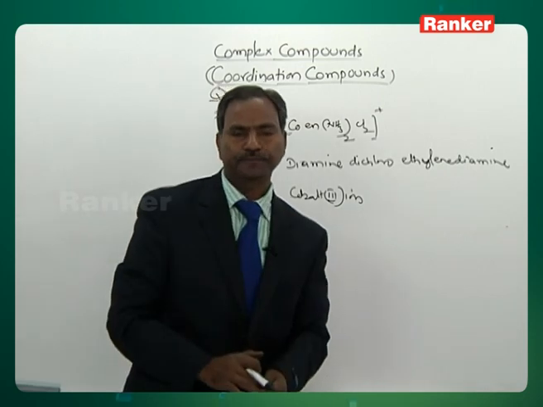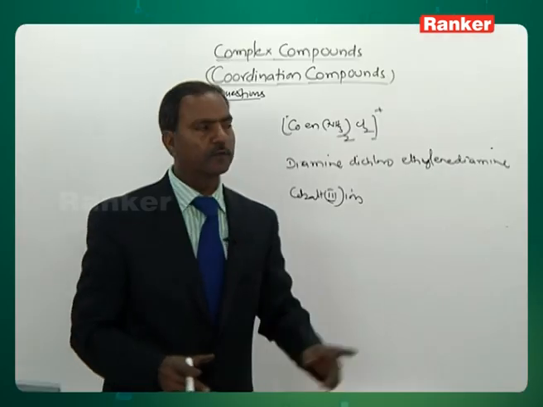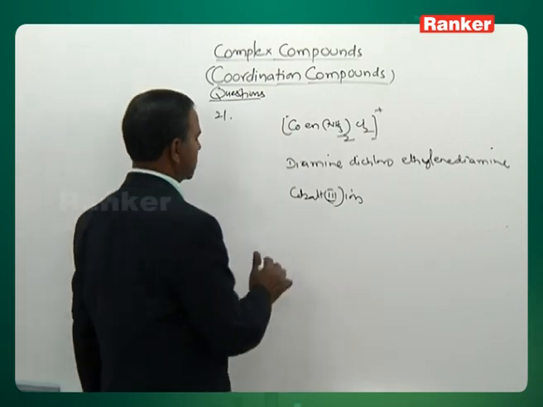Let us check the options now. Coming to the first one, dichlorodiamine is said. You have to follow the alphabetical order. First diamine has to come. Coming to B, dichlorodiamine, ethylenediamine and cobalt 3. Dichlorodiamine is said first, but amine has to come first according to alphabetical order. Coming to option C, dichlorodiamine, ethylenediamine, cobalt 3 ion, and option D, diamine according to our naming, diamine, dichloro, ethylenediamine, cobalt 3 ion. Therefore, this is the correct naming of this complex. So, answer is D.